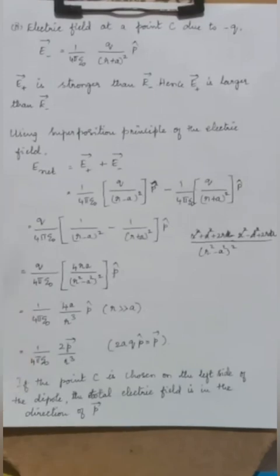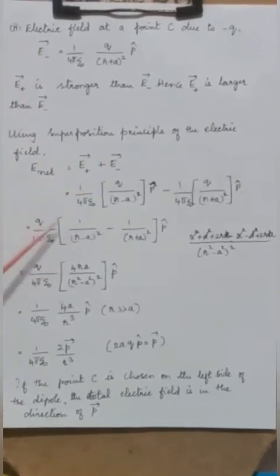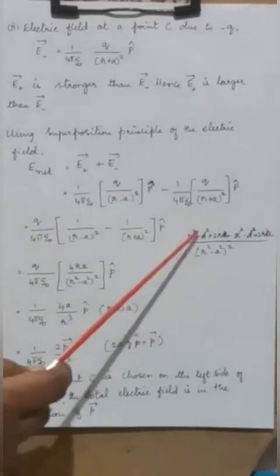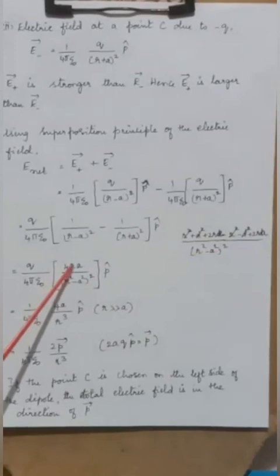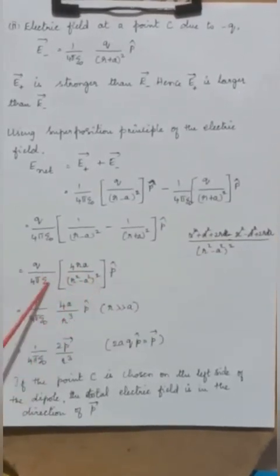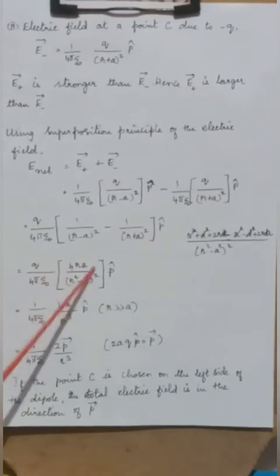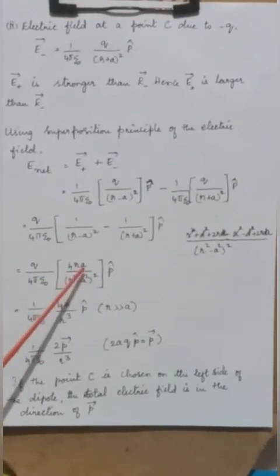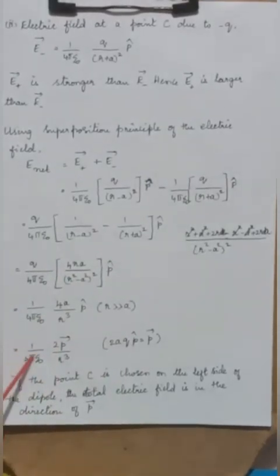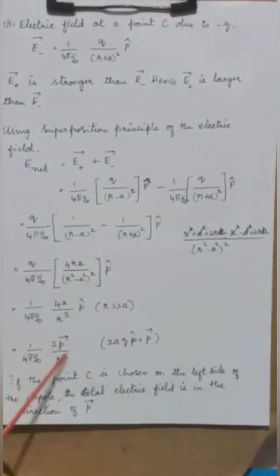It is very easy. You find out E plus, E minus, add, then take out the common factors, then find the LCM, then cancel off, then you get 4ra and r square minus a square. At last, you write it in terms of the dipole moment, and then the equation is 1 by 4 pi epsilon naught into 2p by r cube.